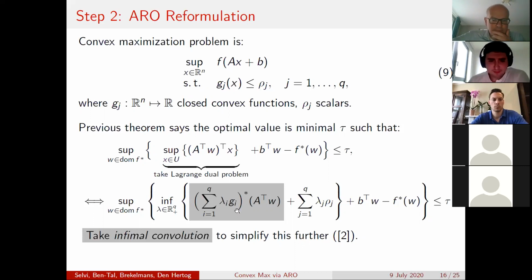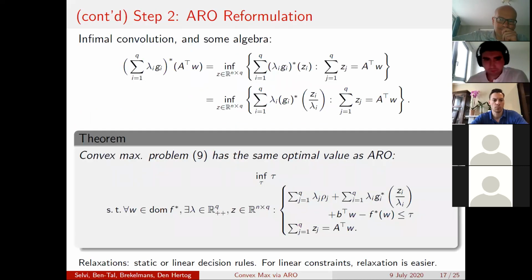But we can simplify this by taking the infimal convolution operator. That works as the following. This conjugate here, which is the conjugate of a summation, can be replaced by a summation of many conjugates. Each conjugate is the conjugate of a single lambda_i times g_i with an input of z_i. So this is a column vector. And the constraint is that these vectors should sum to A transpose w, which is the original input. And if we minimize this summation of conjugates, then we have the infimal convolution equation. So these are equivalent in this case.